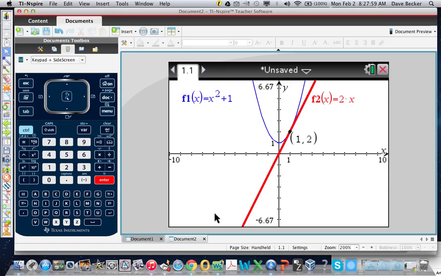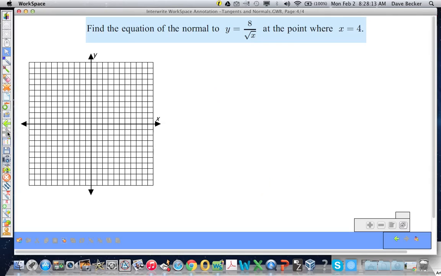Let's see if we're right. Of course we are. And you can see how it touches the curve in exactly one point where we wanted it to, at x equals 1. All right, one more problem.